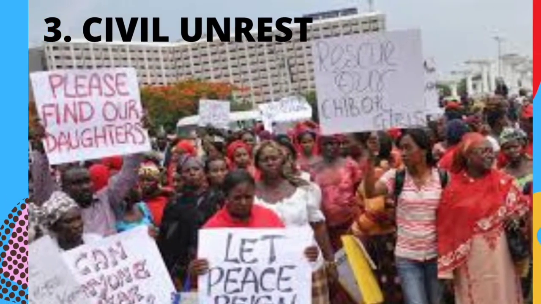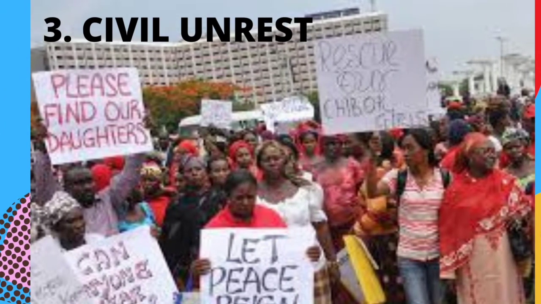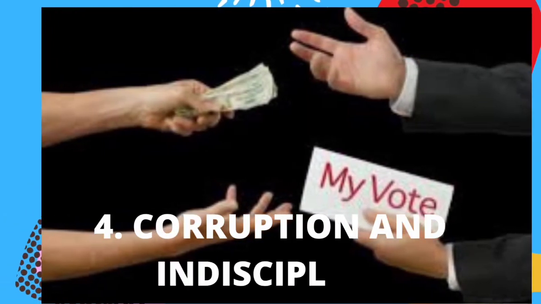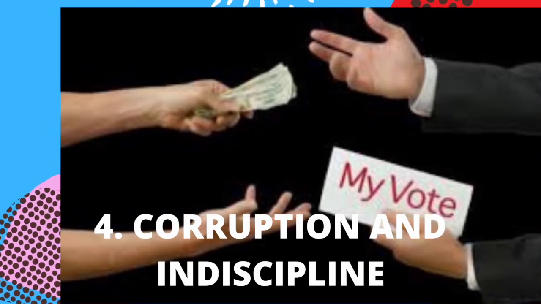3. Civil unrest. Bad leadership leads to people taking laws into their hands by embarking on protests, demonstrations, example, EndSARS, strike, etc. 4. Corruption and indiscipline. Corruption is a dishonest or illegal behavior, especially of people in authority, as they use their power in order to get an advantage for themselves. Bad leadership leads to looting of funds and wealth, misappropriation of public funds, bribery, embezzlement, money laundering, abuse of power or office. All these are the consequences of bad leadership.